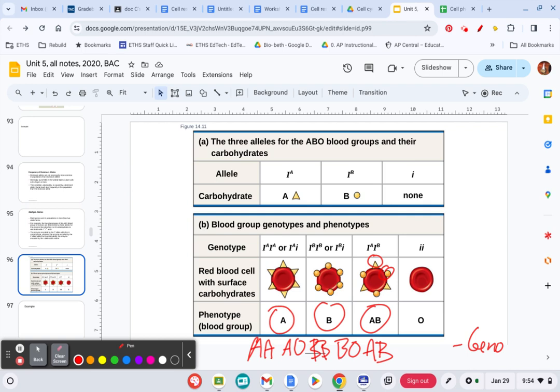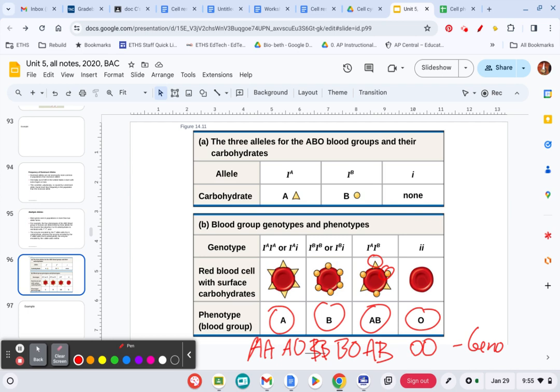The last kind of blood type you can have is O. And O is only present if you have two O's, two goose eggs. That's it. Okay. And in that case, you don't produce any carbohydrate on the surface. There's nothing there.